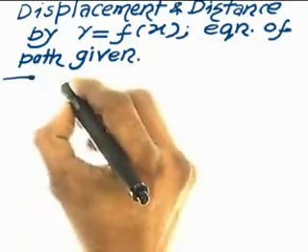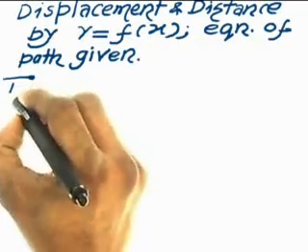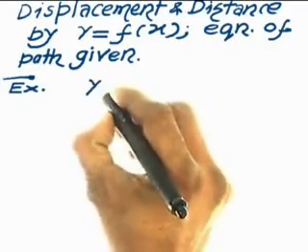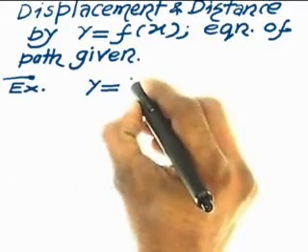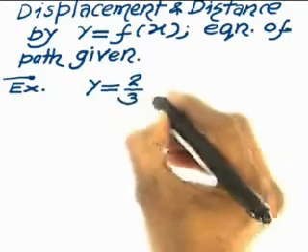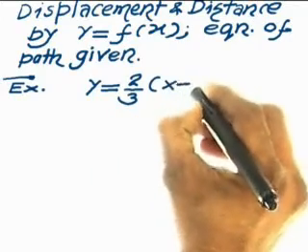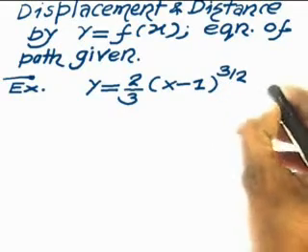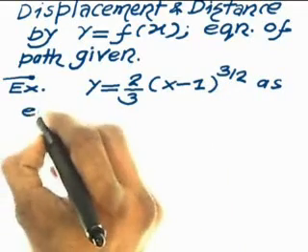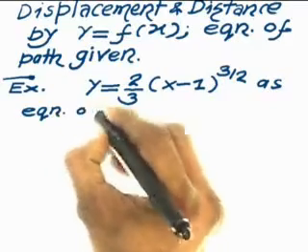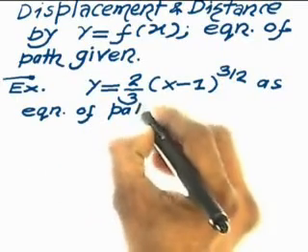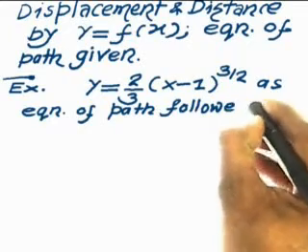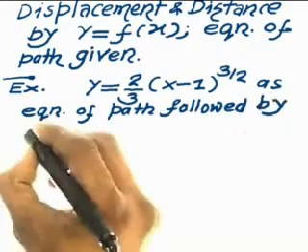Just consider an example. In this example, we have been given an equation y equal to 2 by 3 (x minus 1) to the power 3 by 2 as the equation of the path followed by a particle.